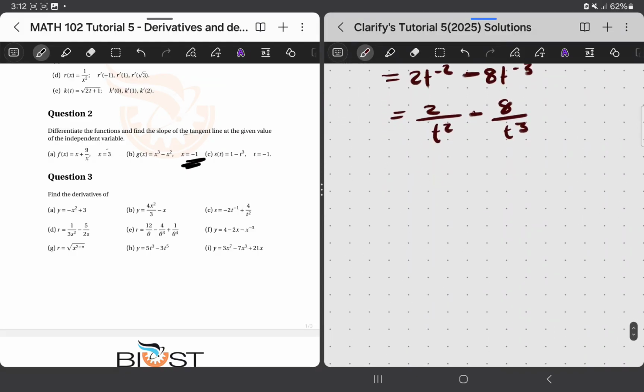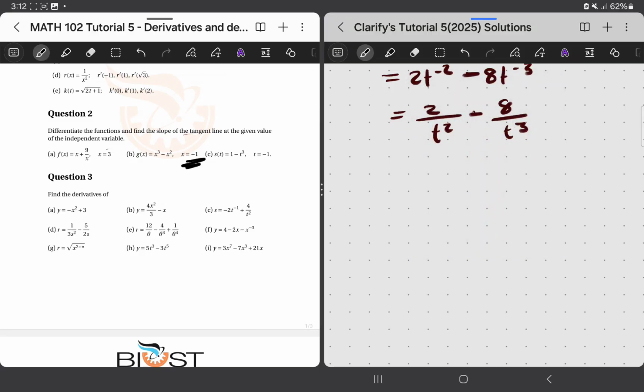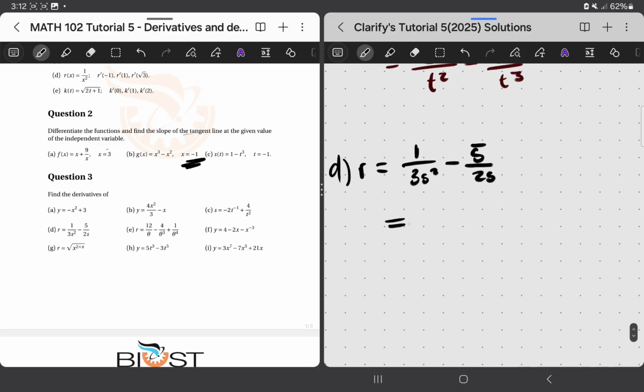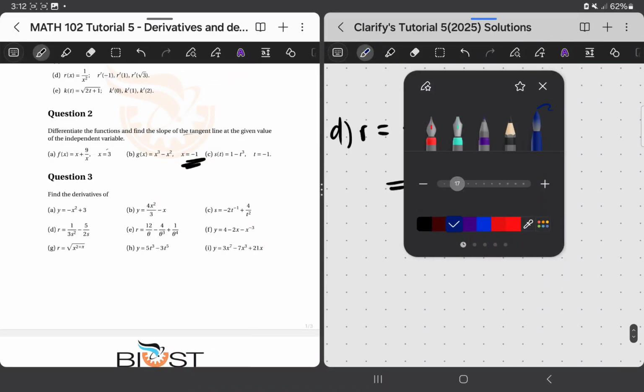Then we can go to part D, which we do as our last. For part D, we can put it as r is equal to 1 over 3s squared minus 5 over 2s. Now, of course, we cannot differentiate it like this. We have to change it. So it's one third s to the negative 2 minus 5 over 2 times s. What is the s? It's just an s. It becomes s to the minus 1. The power changes the sign. Now, once we have it like this, we can differentiate.